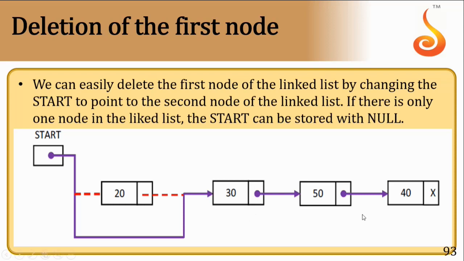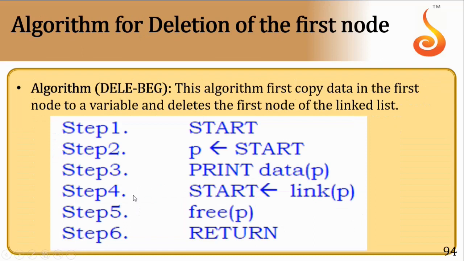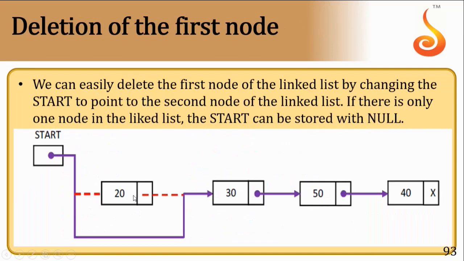See, I have a linked list and this is supposed to be the first node, the node having the information part 20. Then you have 30. How many nodes are there? 4 nodes are there, and the last node, the node with the information part 40, is pointing to null. So it is the last node.